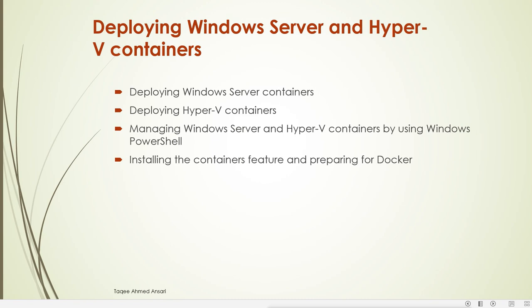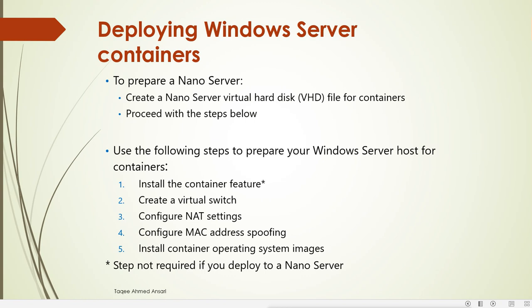Now deploying the Windows Server and Hyper-V containers. First, deploying the Windows Server container. To deploy the Windows Server container directly on Windows Server, we can use Nano Server for the container. If we are using Nano Server, first we have to create the Nano Server virtual hard disk file for containers, and then we can proceed with the following steps.